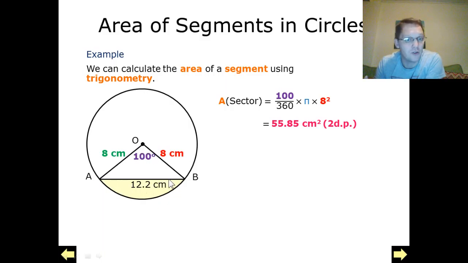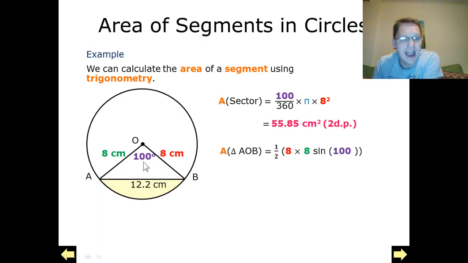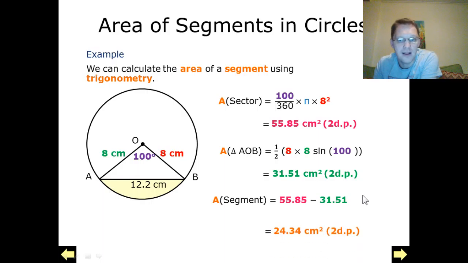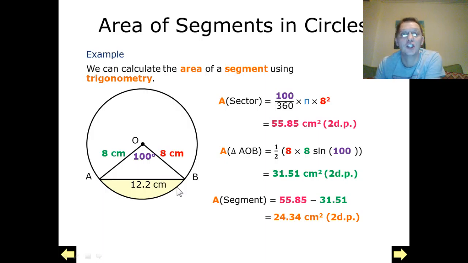Now we're going to calculate the area of this triangle, and we're going to then take that away. So the area of triangle AOB, so this area here, is a half times 8 times 8 sine 100. Putting all that into a calculator, that gives me an area for this triangle of 31.51 centimeters squared to 2 decimal places. We're only looking for the area of this segment here. So we've got the total area, we've got the area of this triangle, so we are going to subtract the area of the triangle away from our sector area. So 55.85 subtract 31.51 gives us an area for the segment of 24.34 centimeters squared to 2 decimal places.